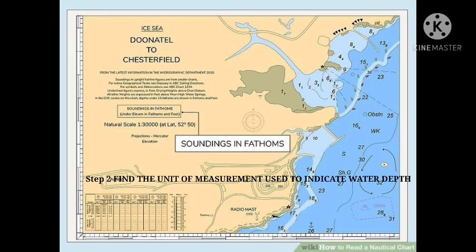Step 2. Find the unit of measurement used to indicate water depth. Look in the upper right corner of the map near the scale. You will see the unit of measurement printed in big letters. You need to know this because charts use all sorts of different measurements.